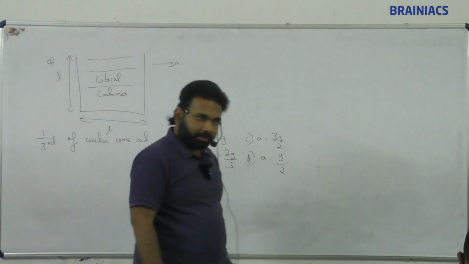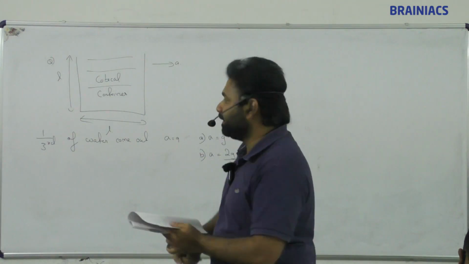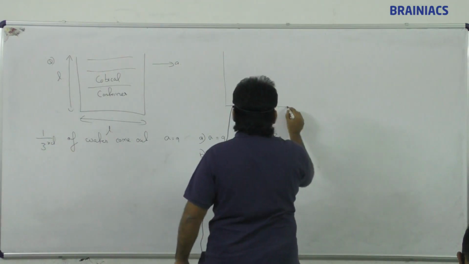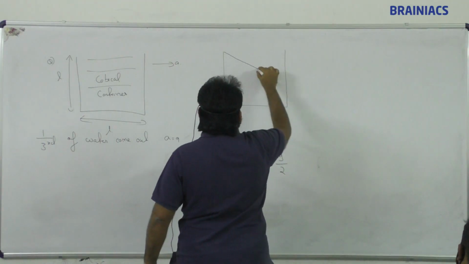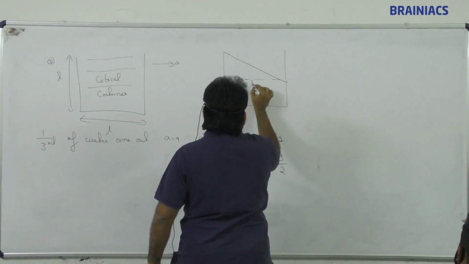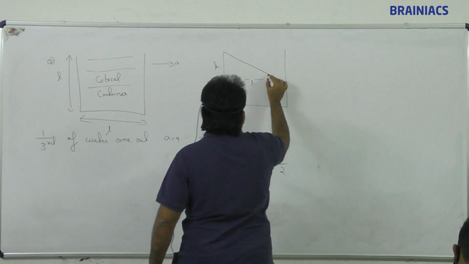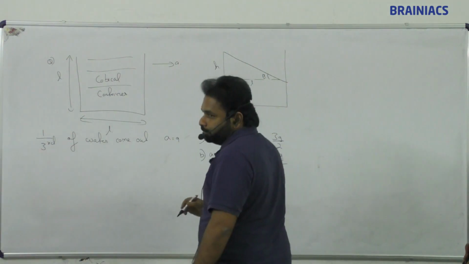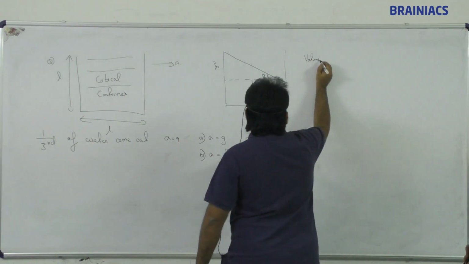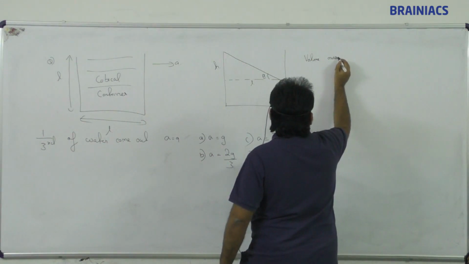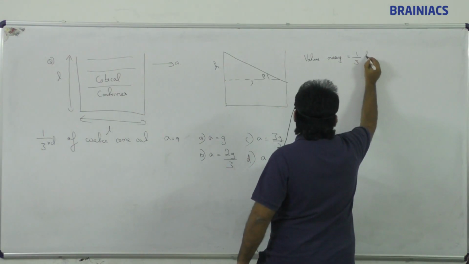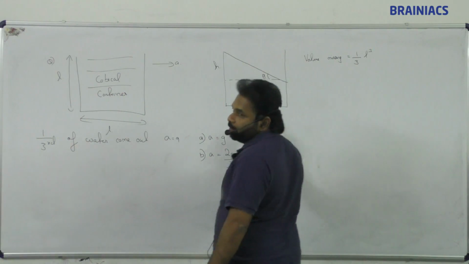2G by 3, correct. So if we take like this, this is going to be L, this is H, theta. So how much volume is missing? Volume missing is 1/3, no? So 1/3 into L cube.